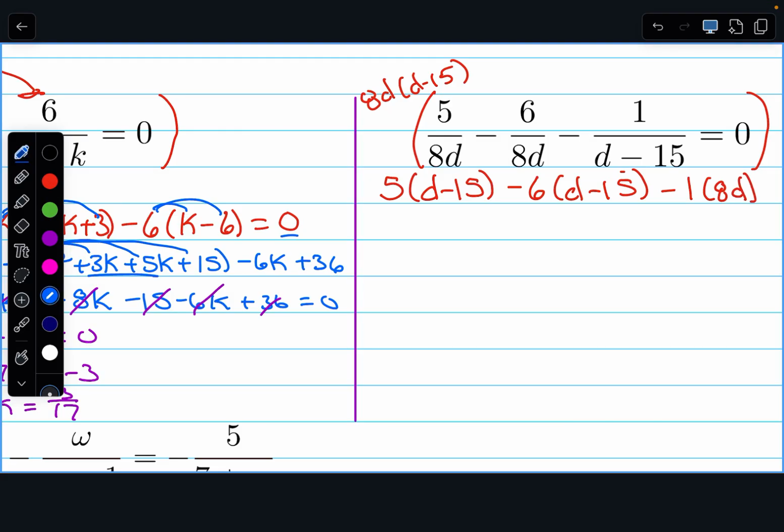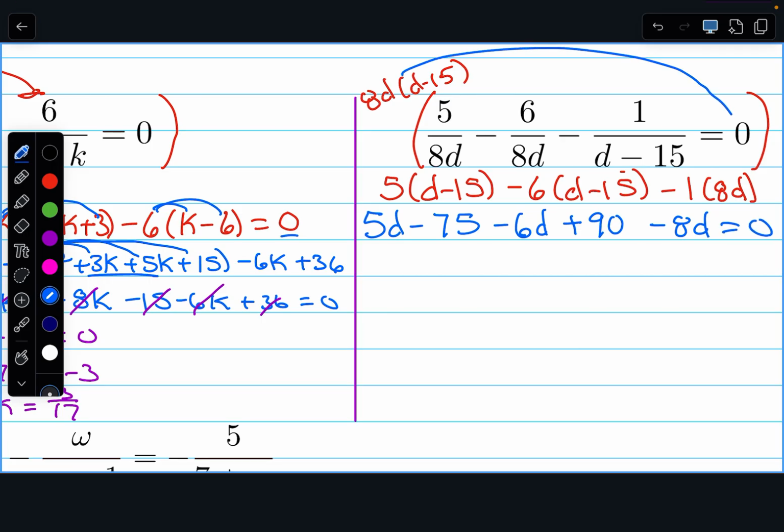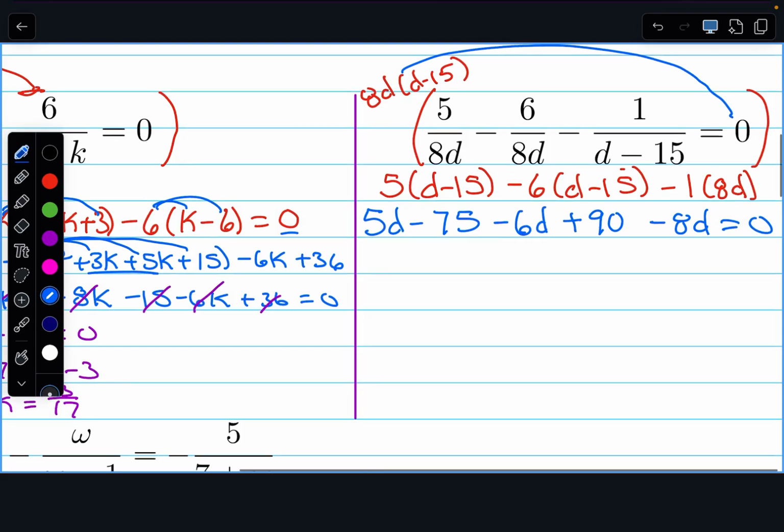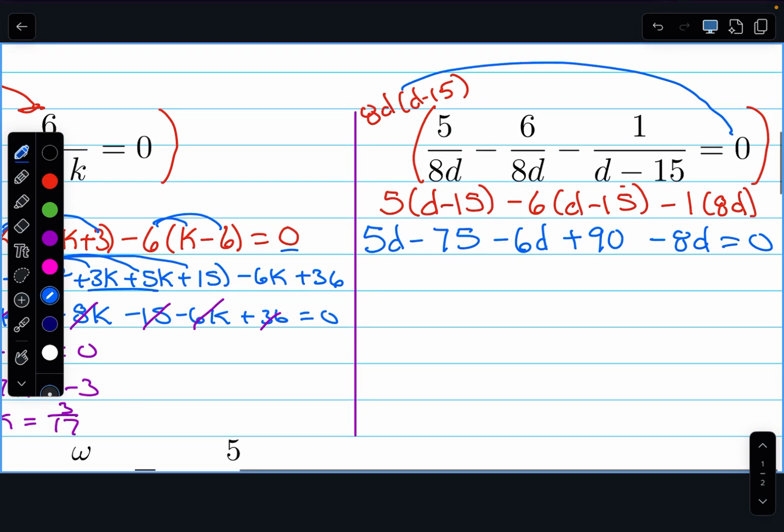Let's get to distributing. So we have 5D minus, what's that, 15, so 30, 60, 75. Negative 6D, 30, 60, 90, so positive 90. And then negative 8D equals 0. Just FYI, we didn't multiply that one. That is just 0. I think I ran out of room and didn't even write it. That's 0. Okay, combine like terms and get ready to solve.